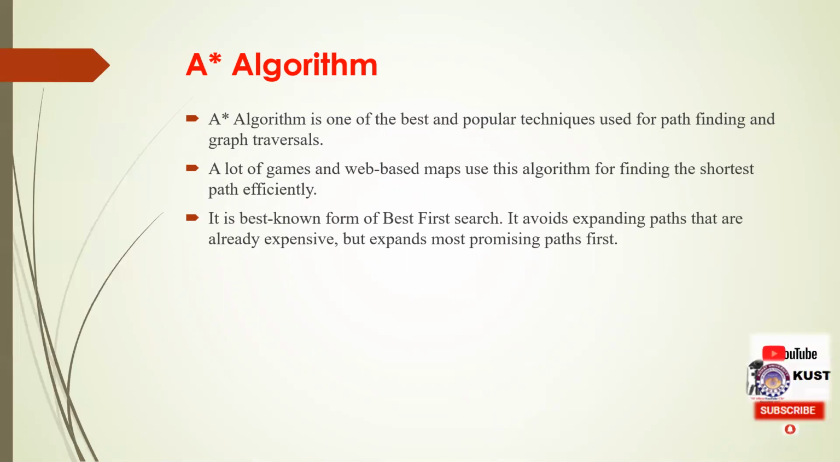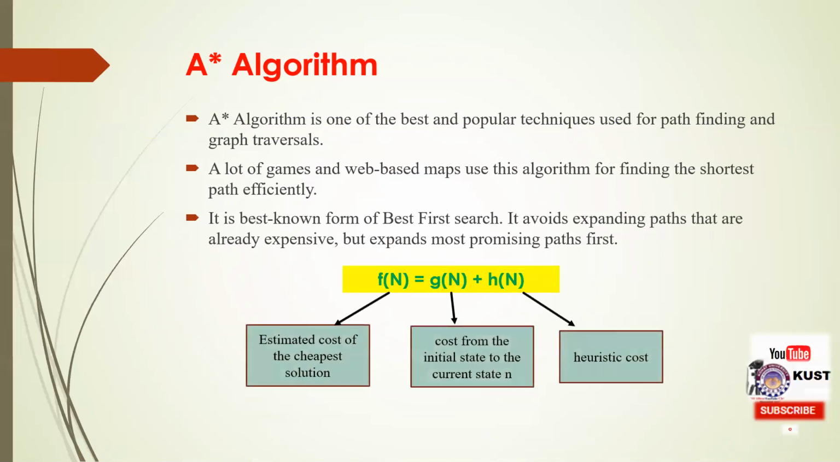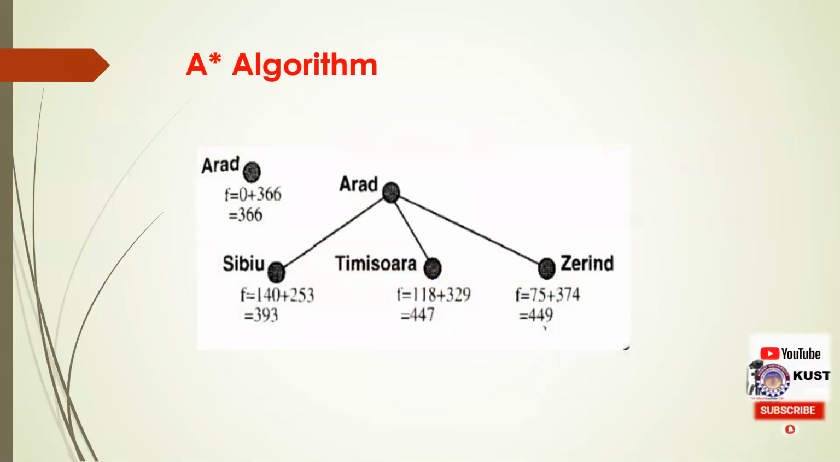Like greedy best first search, A star is also formulated with a weighted graph, that is, a graph whose edges have some numerical value. In the A star search algorithm, the heuristic as well as the cost of the path is combined to form the evaluation function. Let us consider the example of Arad to Bucharest using the A star algorithm.